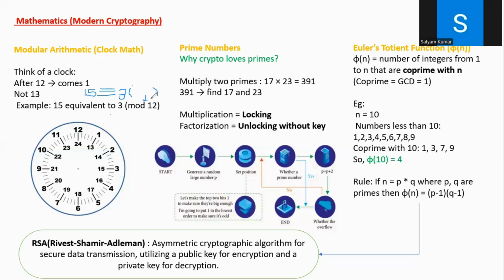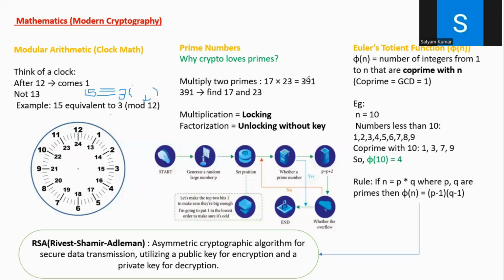Similar to this. Okay. And another comes the prime numbers. Why does crypto love primes? This is the main question. Let me give you the example. Like if you multiply 2 primes, 17 into 23, it gives you 391. And if you factorize this 391, you will get 17 and 23.